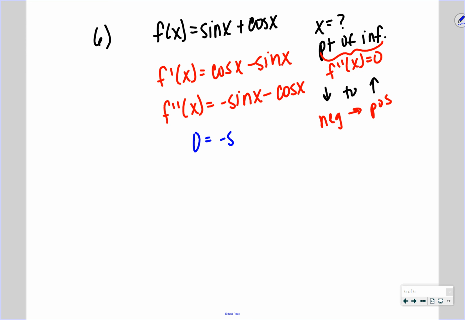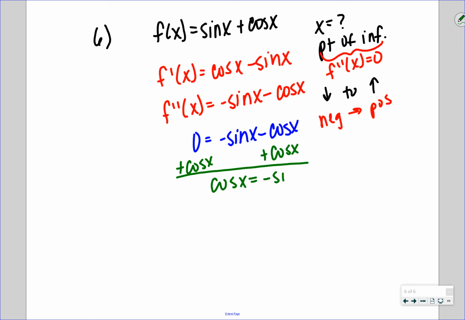So I have 0 equals negative sine x minus cosine x. This is not going to be helpful for me. I'm going to have to figure out something to get sine and cosine on opposite sides. So I'm going to add cosine x to both sides, and I have cosine is equal to negative sine. So I'm going to look for somewhere on my unit circle where my coordinates are the same, but one is positive and one is negative.